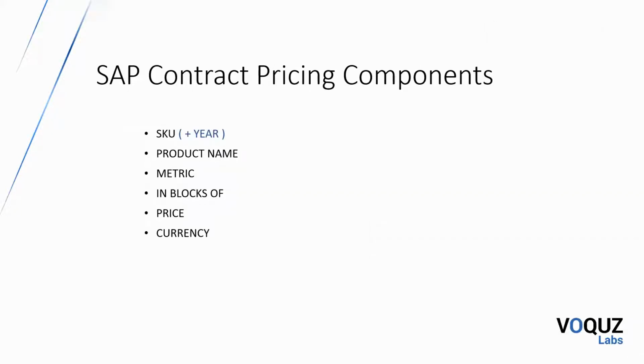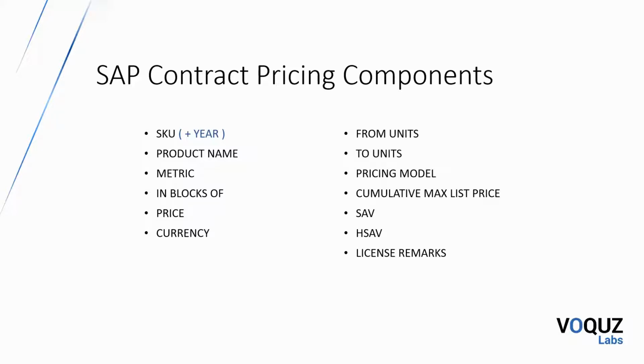There are of course multiple pricing components for every SAP product. You have SKU, which is also the material number and the year of product release, product name, metric, block quantities, price and currency, as well as other things like from and to units, pricing model, cumulative max price list, SAV, HSAV, and license remarks that give you further information about the pricing structures.